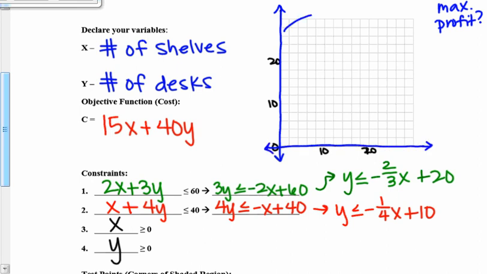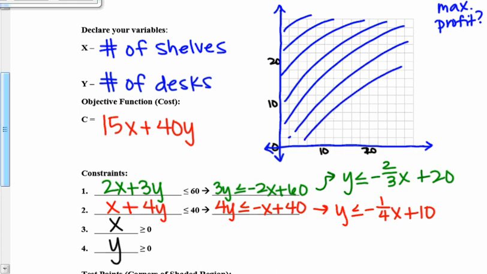And basically, everything positive on this graph is fair game. All right, let's do the green one. y is less than or equal to negative 2/3 x plus 20. So I'm starting at 20, going down 2, right 3, down 2, right 3, down 2, right 3, down 2, right 3, down 2, right 3.